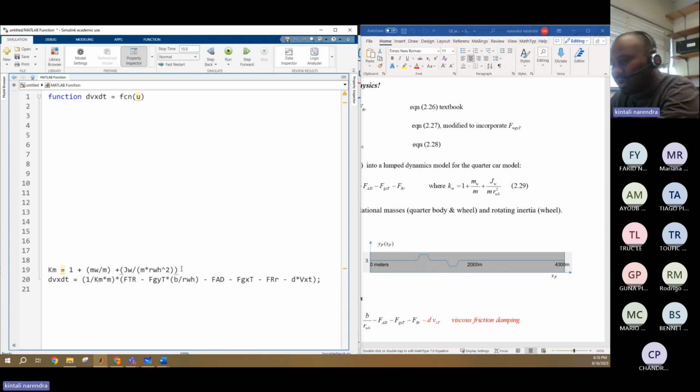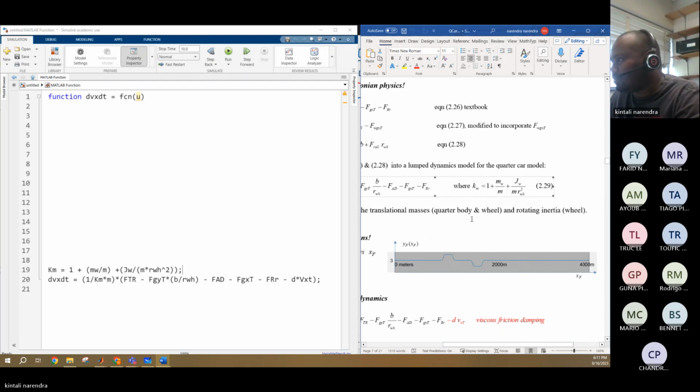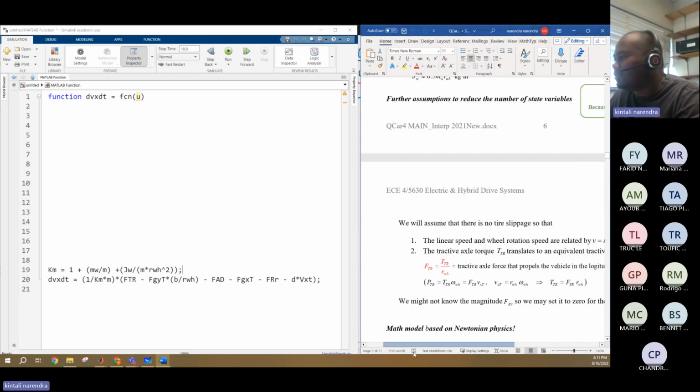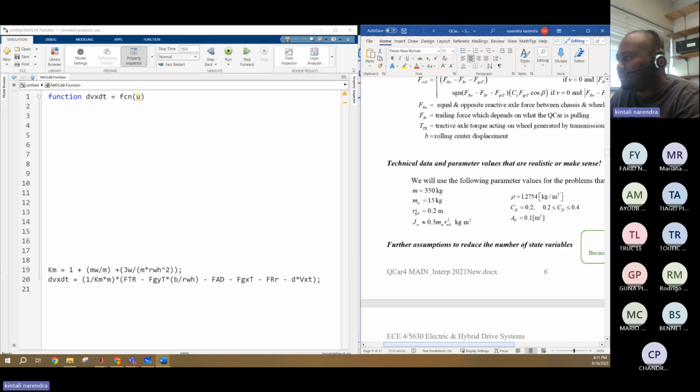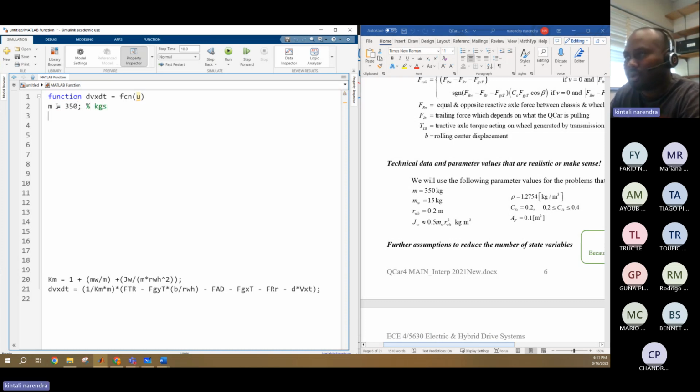Okay, so now you have that. Here also there are many unknown terms which you need to define. So MW, M, all those values, you can find in the notes. See here, what is M? M is equal to 350 kgs. MW is equal to 15 kgs, wheel weight.